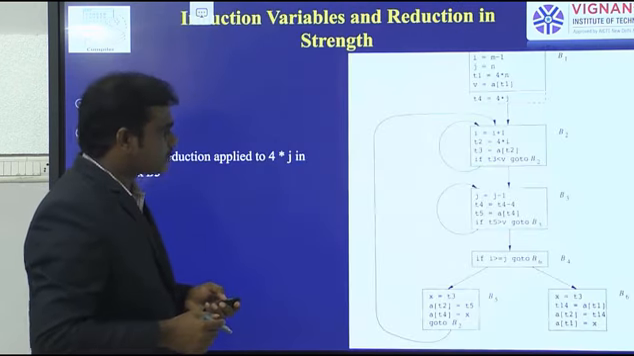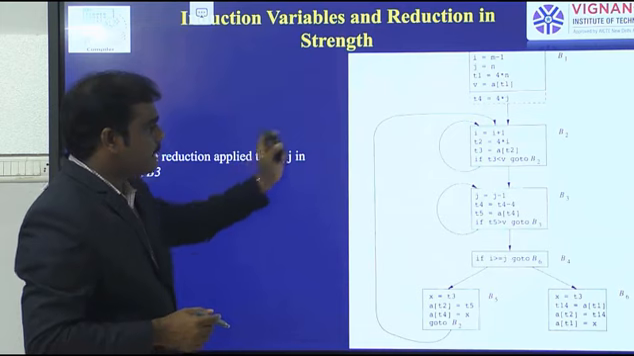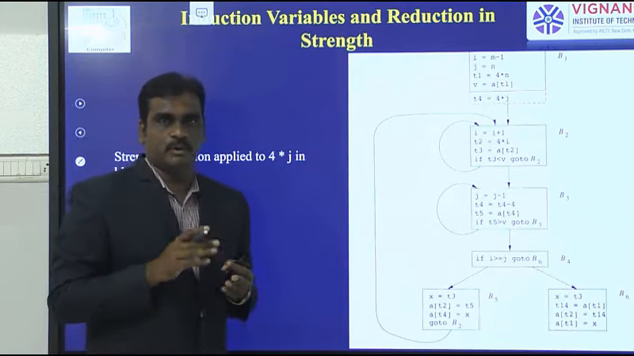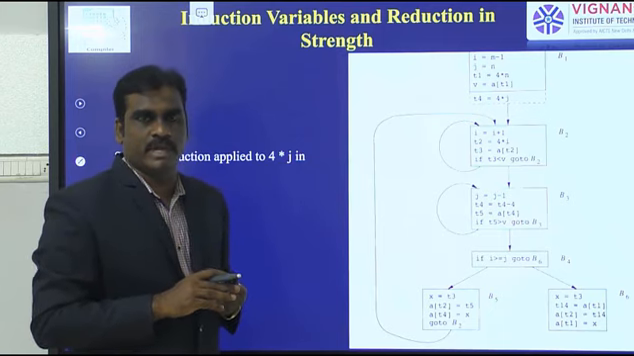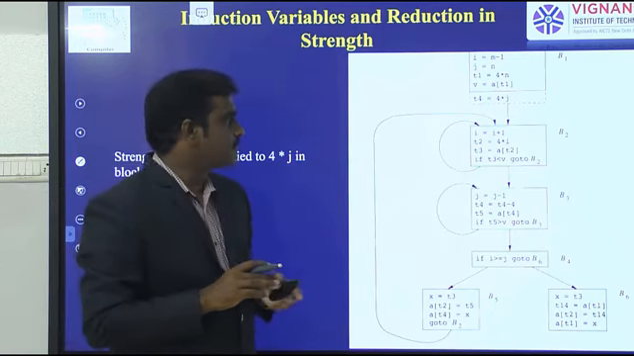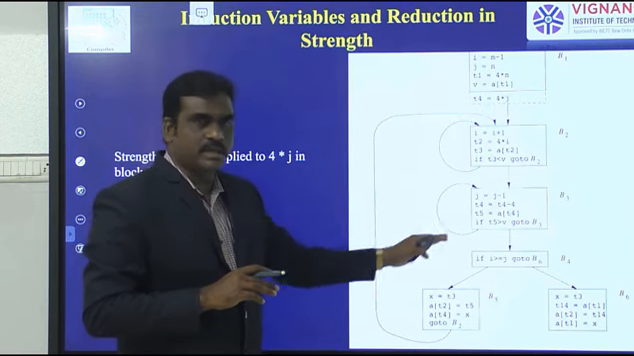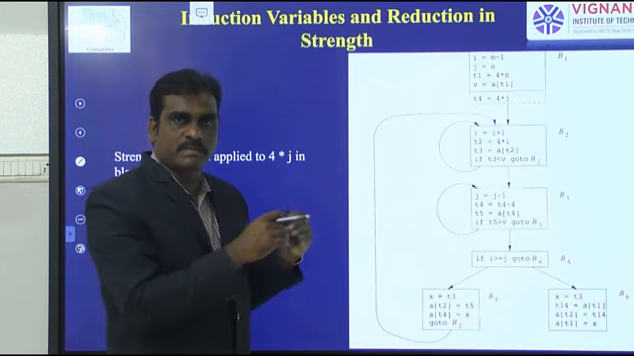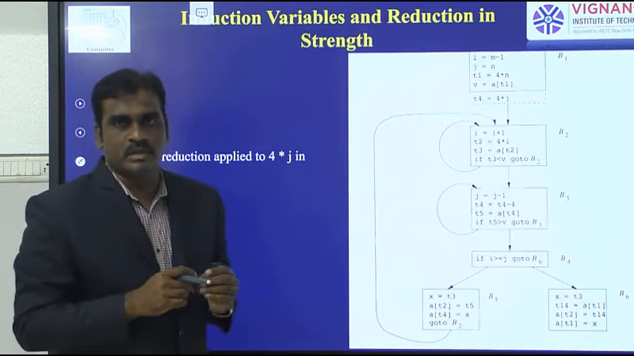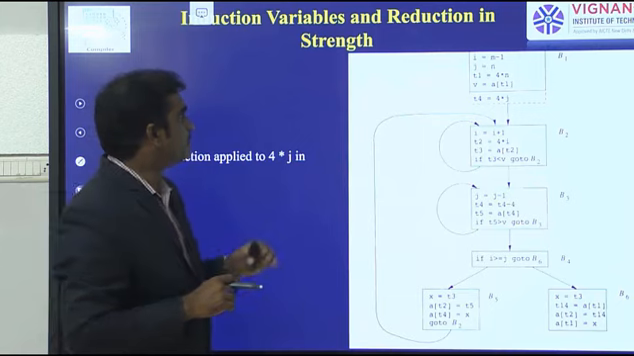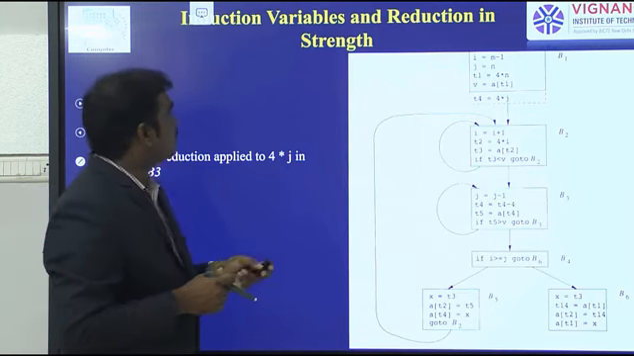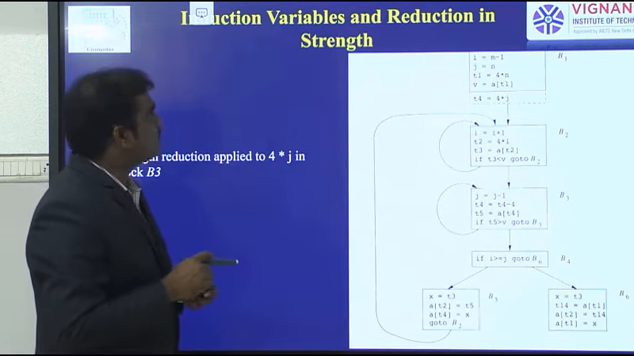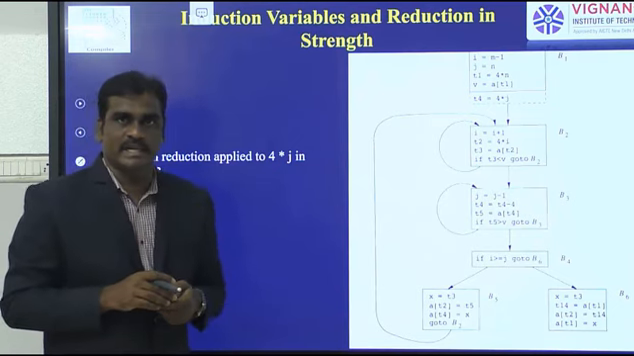Now, after performing all the operations like local common sub-expression, global common sub-expression, copy propagation, dead code, everything, this is the output. Now the output of the first phase becomes input to the loop optimization. So in the loop optimization, the first concept is the code motion. Sorry, here first we have to perform the induction variables and reduction in strength.